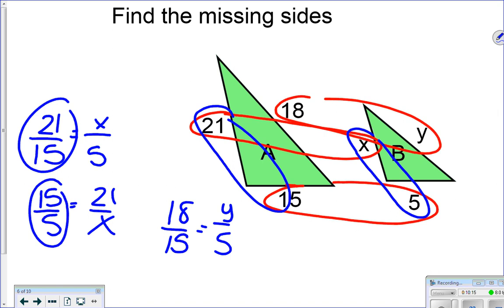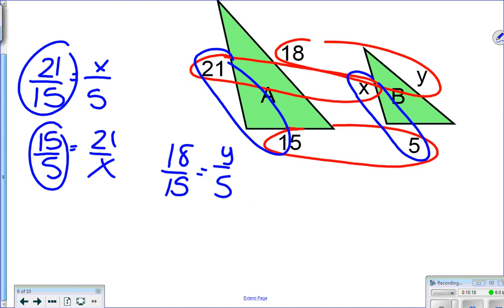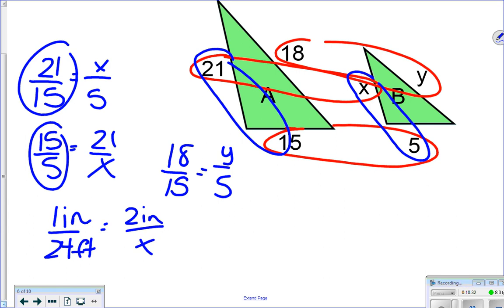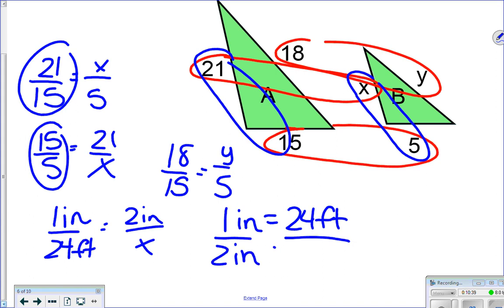She was doing, remember scale factor yesterday? This is what she did. So let's say your scale factor was 1 inch to 24 feet, kind of like it was on that problem. 1 inch to 24 feet. That's how I would have set it up, is equal to 2 inches over x. This is what she did. 1 inch equals 24 feet, 2 inches equals, she just flipped it sideways. And it worked. So what you do and what somebody else did might be 100% different. And that's okay as long as you get the same answer.